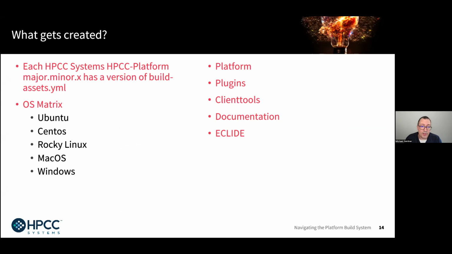So we have logic that is the same for multiple OSs. We have logic that is specific to certain OSs. And there's a way of running flags specifically to select for which matrix job you want the logic to run on. But it ends up generating all the platform artifacts, all the plugin artifacts, the client tools, all the different documentation that you'll see up on the website, as well as the ECL IDE.